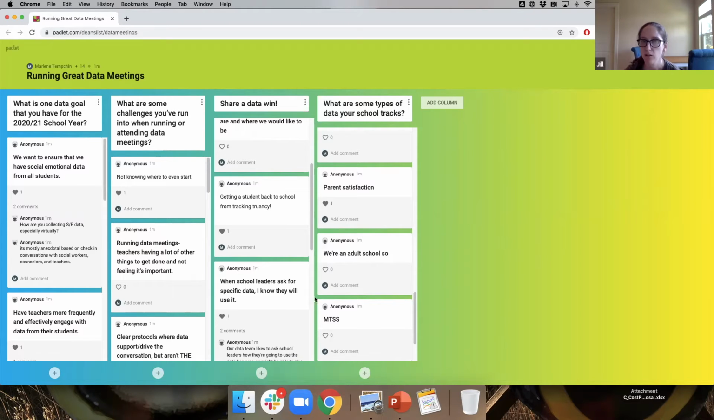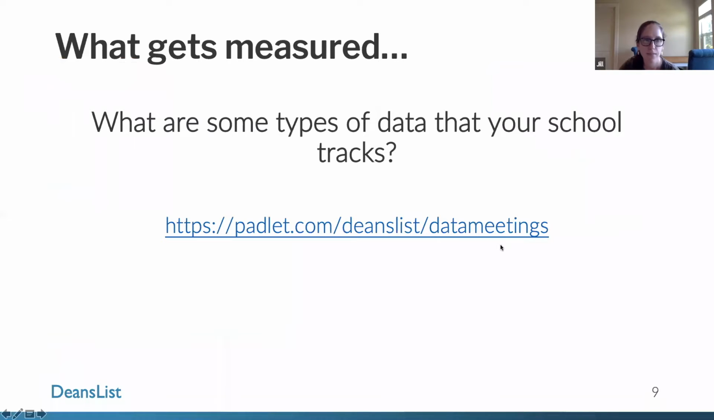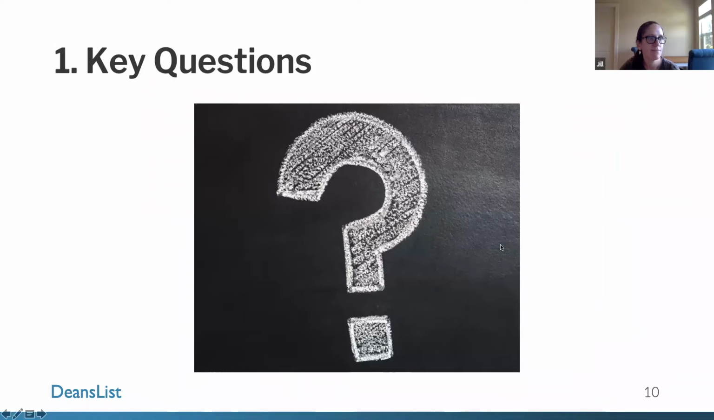I'm going to turn it back over to Marlene, who's going to talk about how we can use these focus areas to generate key questions that we want to ask of our data. Yeah, so let's talk about key questions. I think this was already brought up in the Padlet, but we don't collect data for the sake of collecting data. We collect data to answer questions.